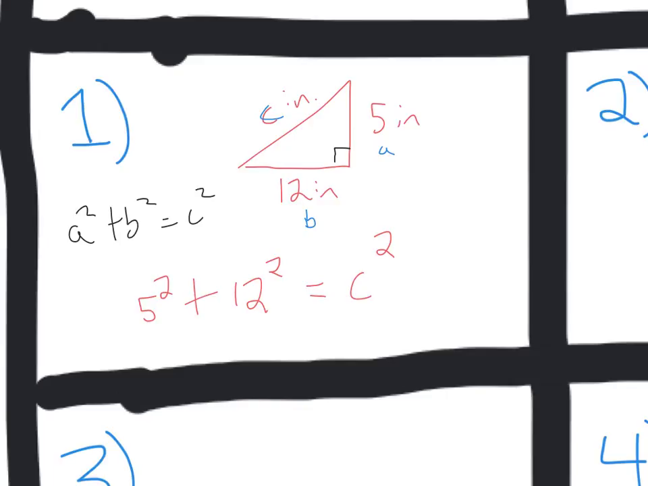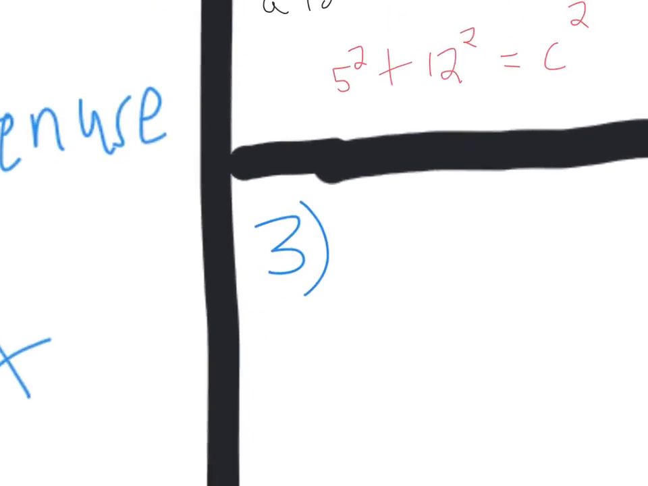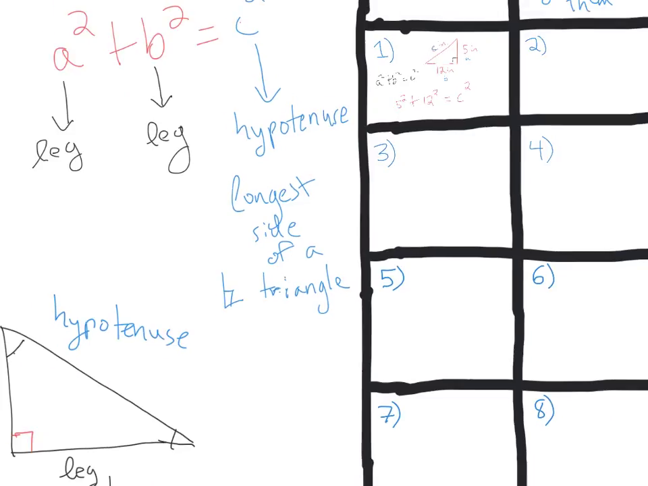We're really trying to find this missing side length. The missing side length is the hypotenuse, it's the long side. We want to find the value of c. So, you guys know how to do this left-hand side. You can do squares. 5 squared is 25 plus 144, and that's going to be equal to c squared. Okay, we can simplify that even further. 25 plus 144 is 169, and that's equal to c squared.